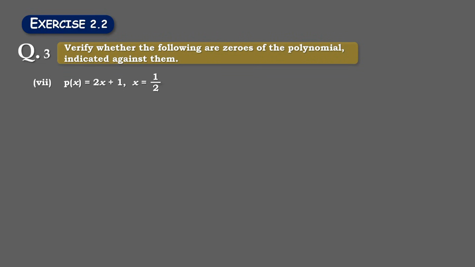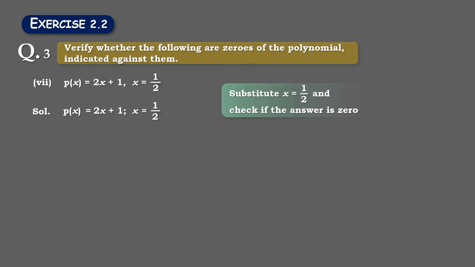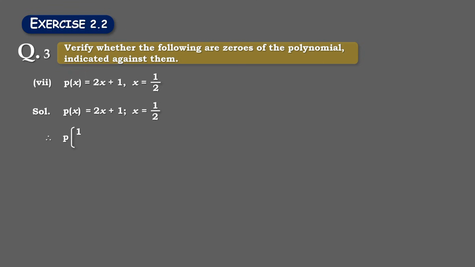Let us verify whether the given value is a zero of the polynomial. The given polynomial is p of x equals 2x plus 1. The given value of x is 1 by 2. First, we substitute x equals 1 by 2 in the polynomial. After substitution, we multiply 2 by 1 by 2. This gives 1. Now we add 1 to it.